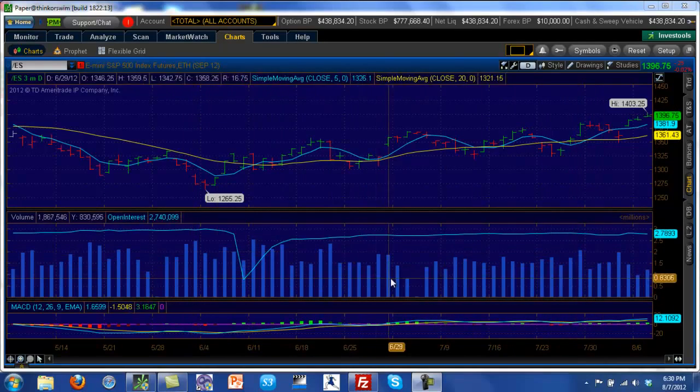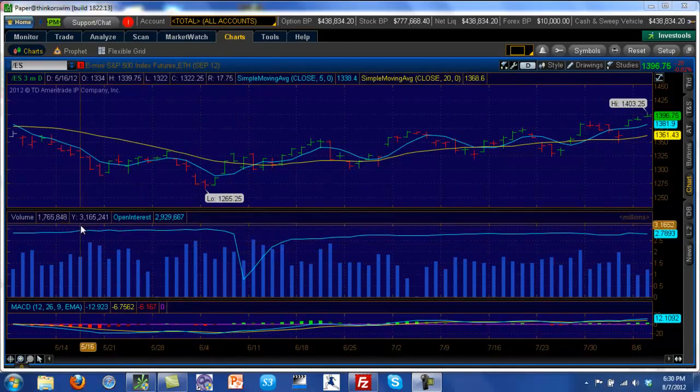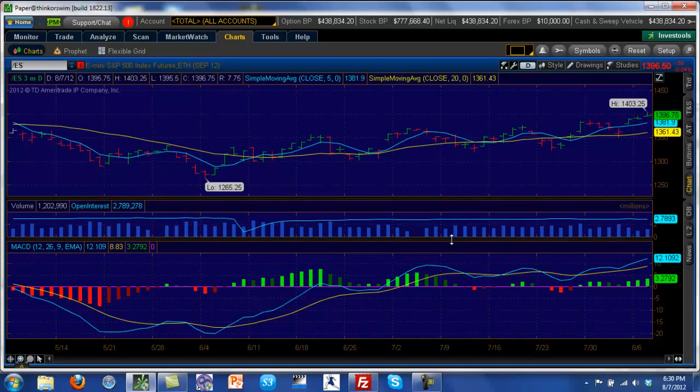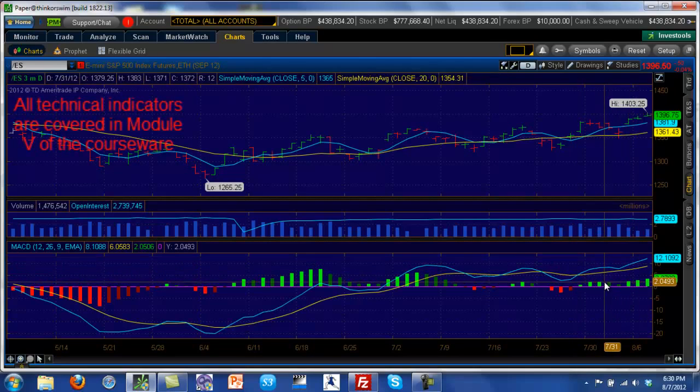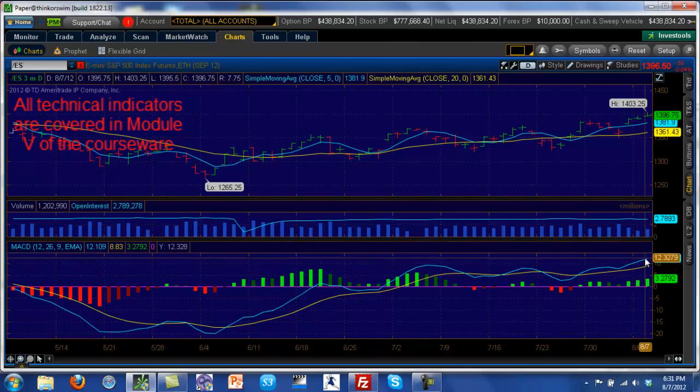So this is the volume right below the S&P 500 chart. This is the volume of the ES futures, and below that we have the MACD indicator, which is a momentum indicator. The MACD indicator has crossed over to the bullish side, and you can see that the histogram is getting bigger and getting darker. So this is an indication that momentum is building up in the S&P 500. You can see that the blue line is diverging from the yellow line, which is again a bullish indicator.